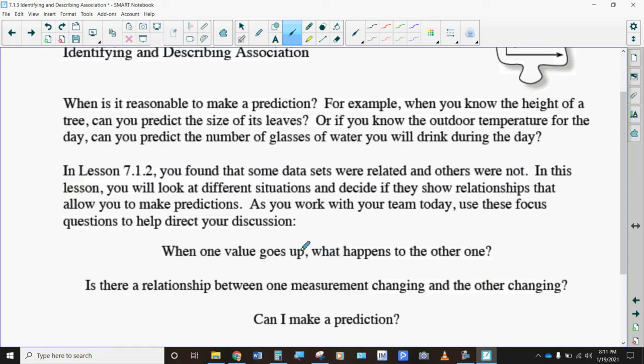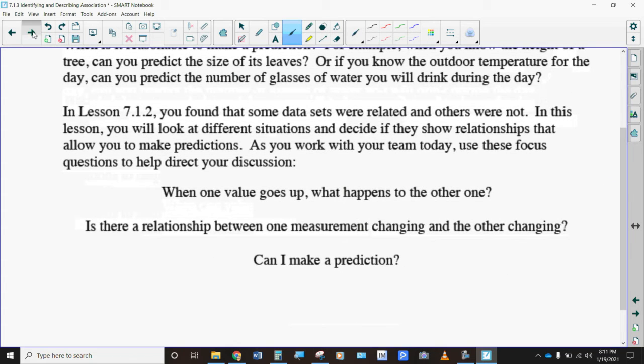So when one value goes up, what happens to the other value? Now remember, we're talking about two variable situations where you've got an independent variable and a dependent variable. So when you change one, what effect does that have on the other? Does it go up? Does it go down? Does it have no effect whatsoever? That's what we mean by this first one. And then, is there a relationship between one measurement changing and the other changing? And can I make a prediction?